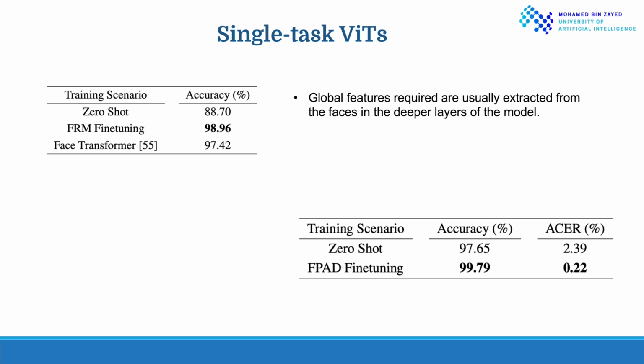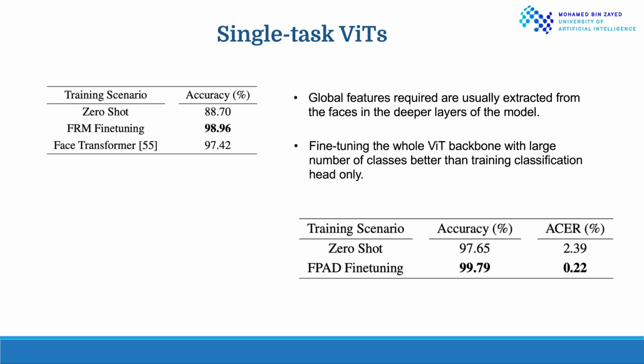We can see from the results that fine-tuning the ViT on a large-scale face dataset is clearly beneficial, leading to more than 10% improvement in the matching accuracy compared to the zero-shot case. We can also see that the fine-tuned ViT compared to the face transformer model proposed in the Face Transformer paper shows that starting with the ImageNet initialized weights and fine-tuning the model is a better option than training the ViT from scratch.